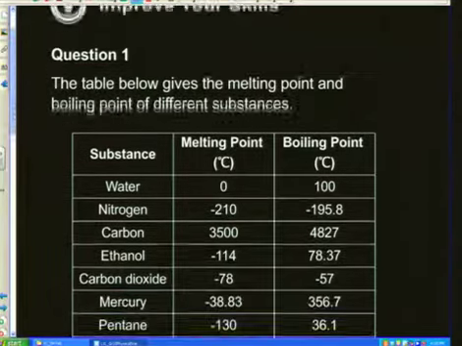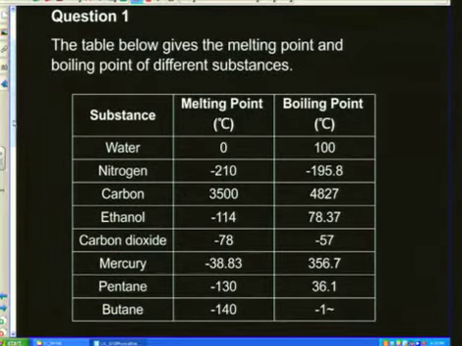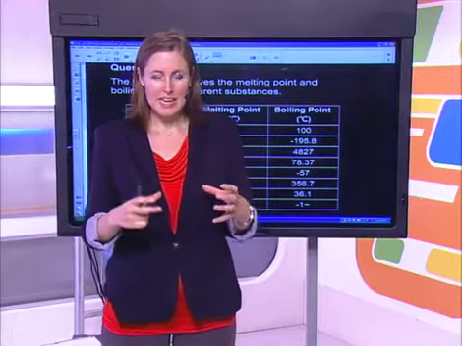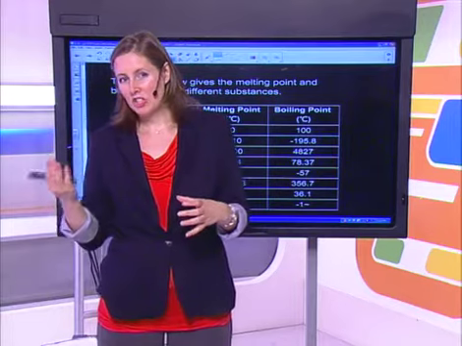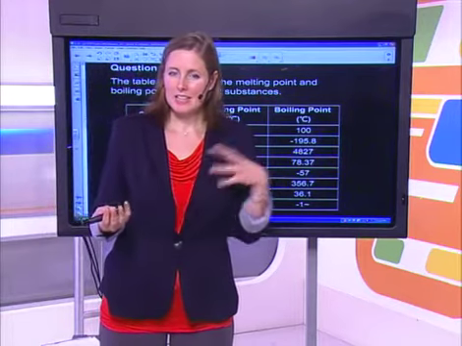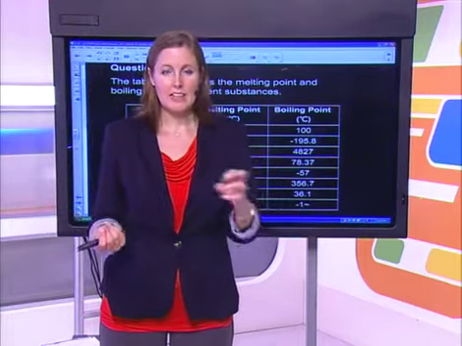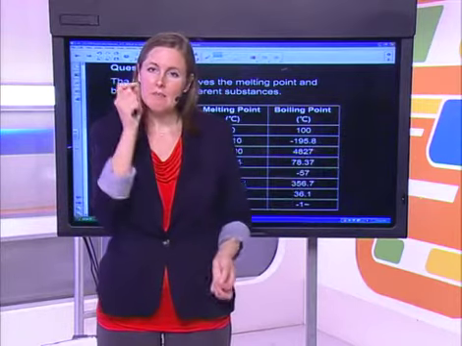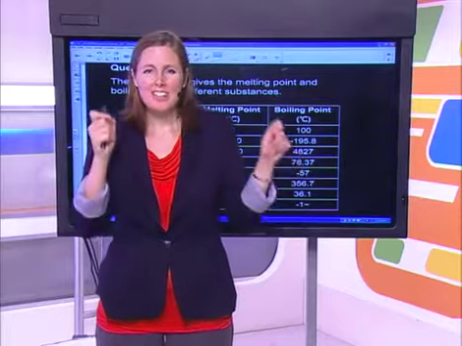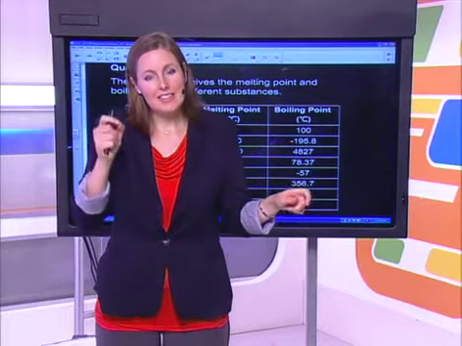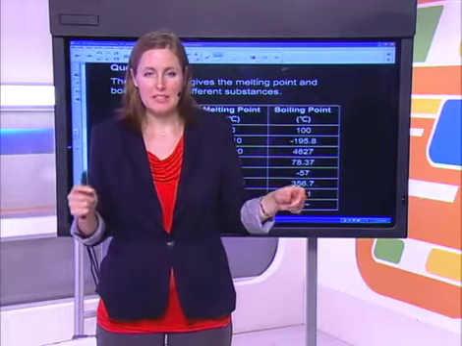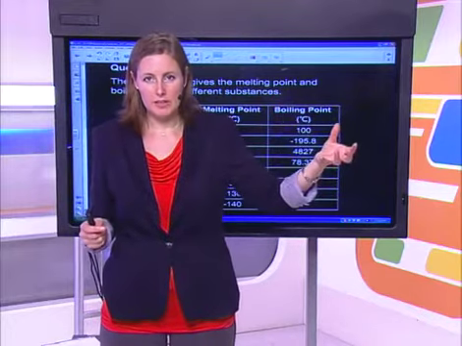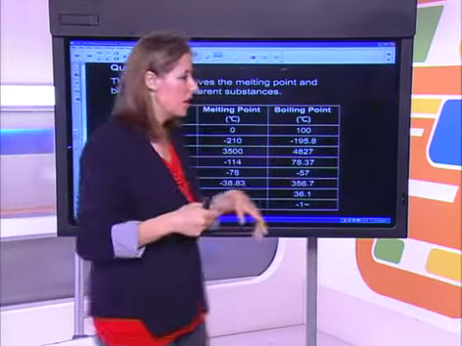Question 1. The table below gives the melting and boiling point of different substances. Now, when something melts, it changes from a solid to a liquid, right? When something boils, it goes from a liquid into a gaseous phase. Now, the melting point and the boiling point are temperature values. They're the temperature at which something will melt, the temperature at which something will boil, okay? And they are specific for different substances.